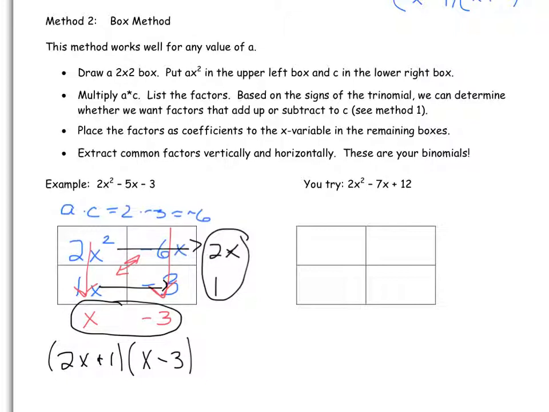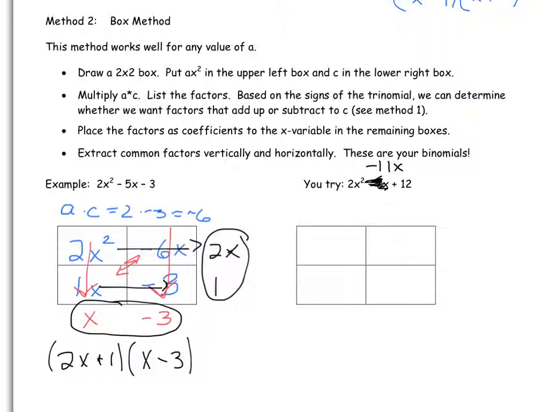And before we do it, again, there's a typo here. This negative 7x should be minus 11x. Okay. So either pause the video and try it on your own, or watch me do it.